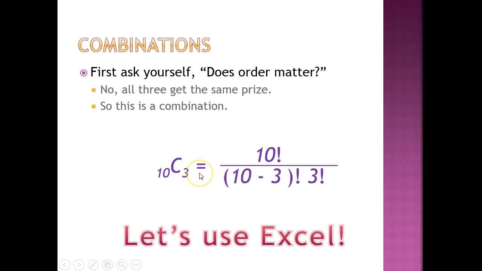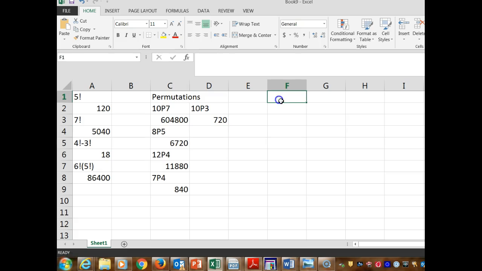So let's use Excel to do this 10C3. Very similar to permutations, but let's take a look. Now I'm going to type the word combinations here. You do not have to do this. This is just so you can see what I'm doing. Combinations. Let's do 10C3. Let's do 12C7. Let's do 20C5.